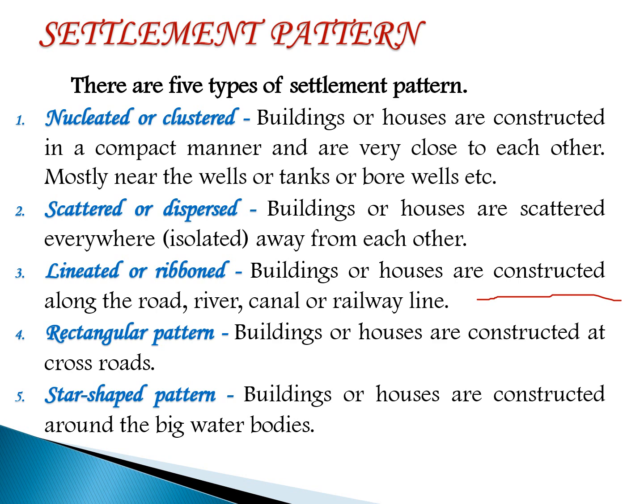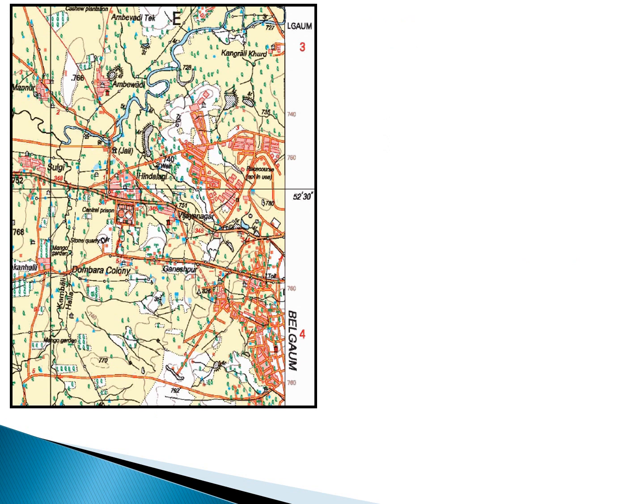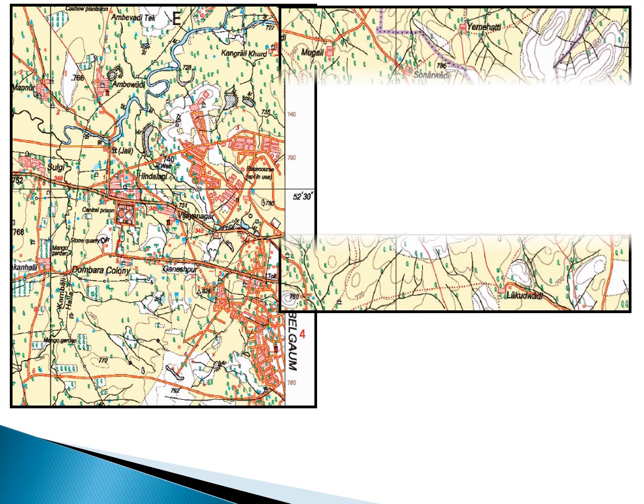Then star shaped pattern, so buildings or houses are constructed around the big water bodies or wherever there is a road network in a star shape, they look like a star shape from top view. So these are a few examples. Here you can see the settlement pattern is nucleated or clustered. The houses are very close to each other, they are compact, so that is nucleated settlement pattern.